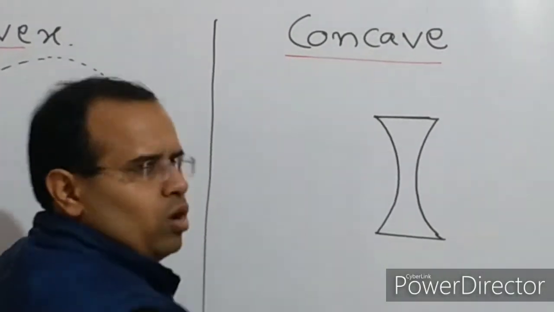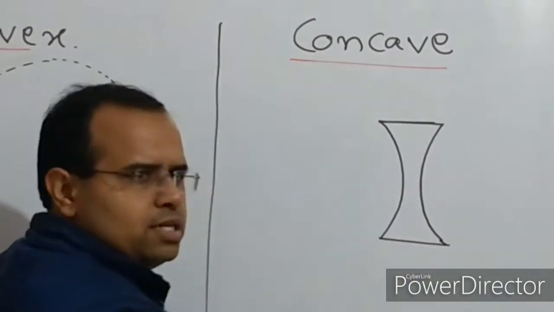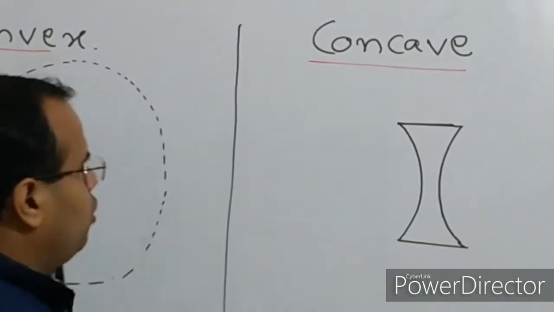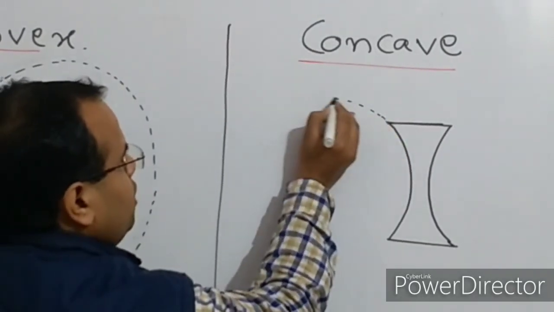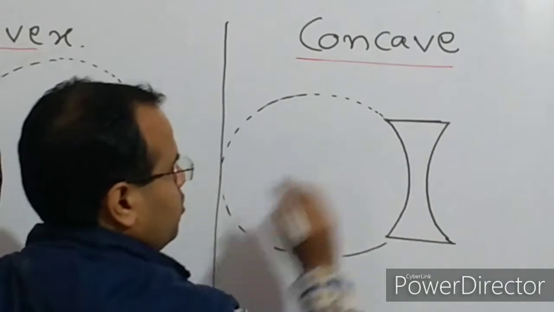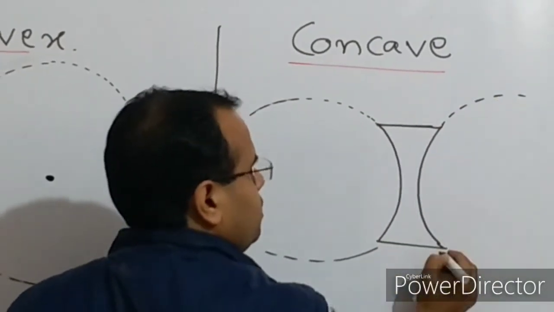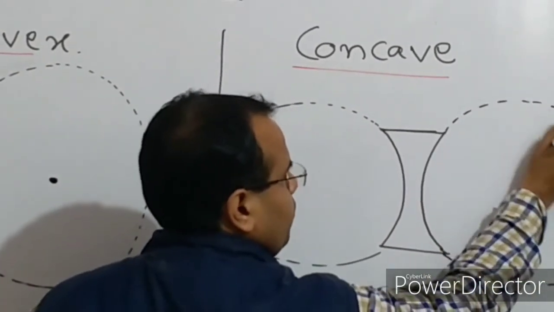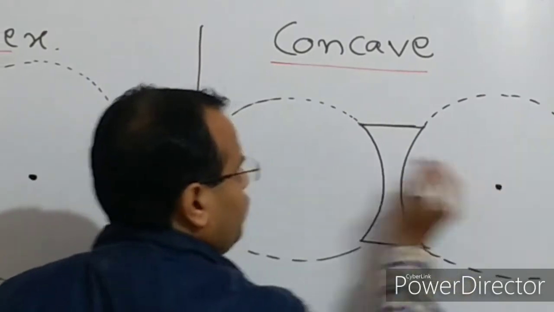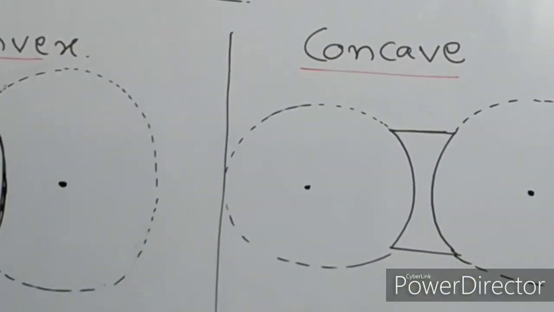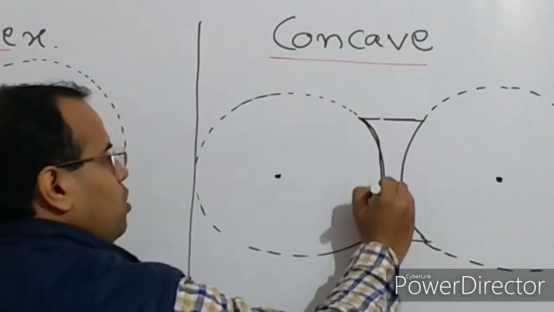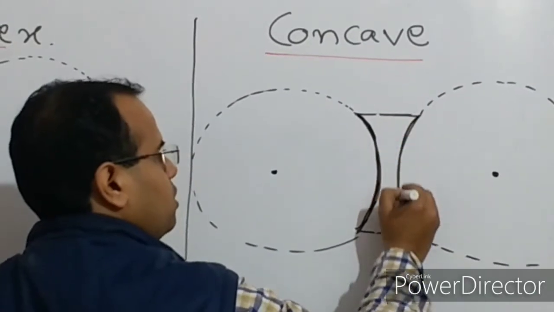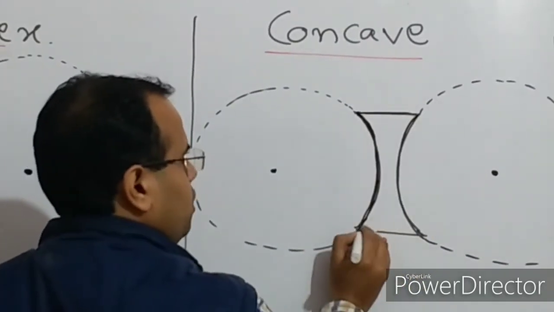This type of lens is the concave lens, in which the lens is thinner at the center and thicker at the edges. This is also part of a sphere. You can see that both surfaces are parts of spheres, and you can complete them like this. So here we have two centers of curvature, and this type of lens is known as the concave lens.